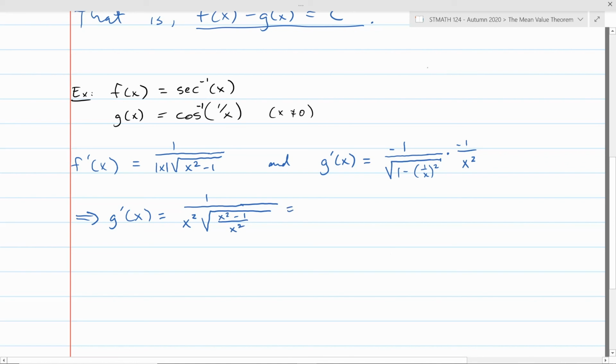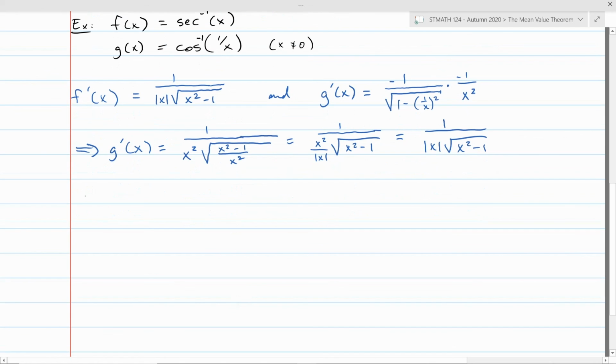A property you want to remember is the square root of x squared is equal to the absolute value of x. So when I pull that x squared out of the radical in the denominator there, it becomes 1 over x squared over absolute value of x times the square root of x squared minus 1. And then x squared over absolute value of x, you can convince yourself is the same thing as the absolute value of x. So this ends up being 1 over absolute value of x times the square root of x squared minus 1. So we see f prime of x is equal to g prime of x whenever x is not equal to 0.